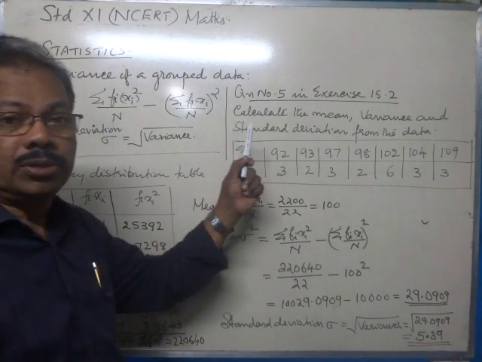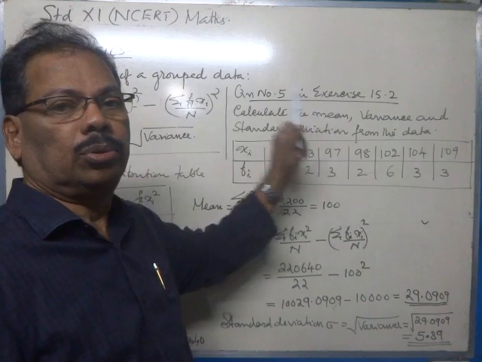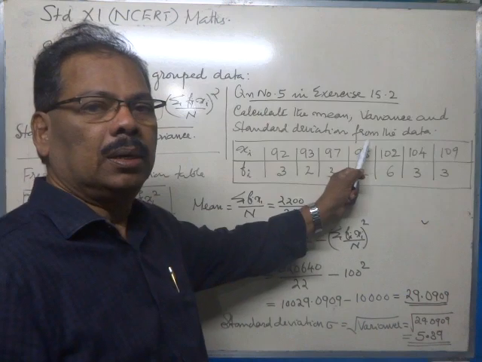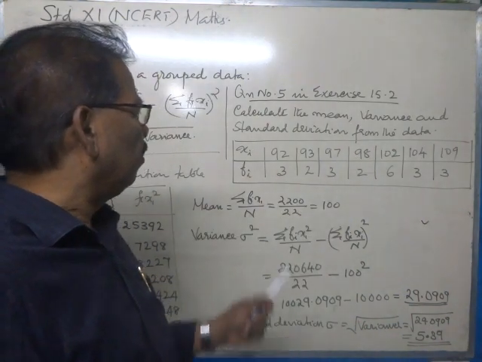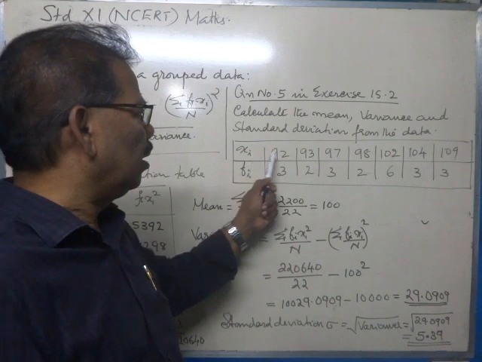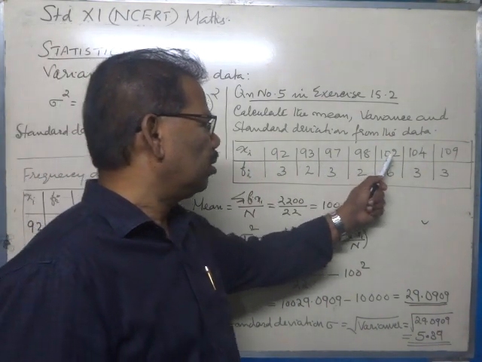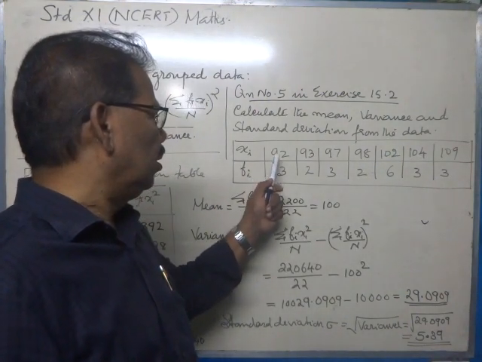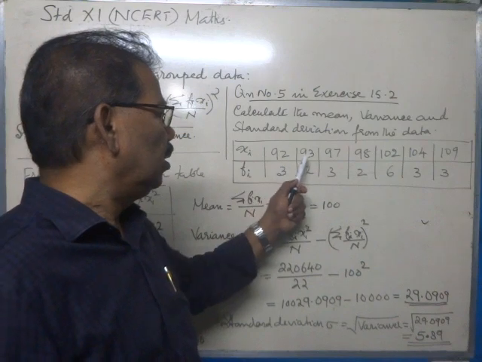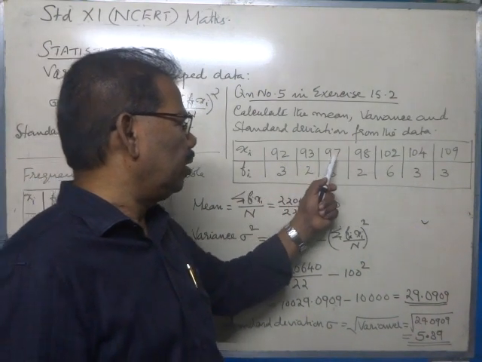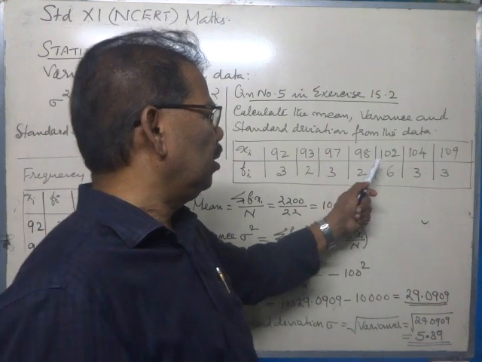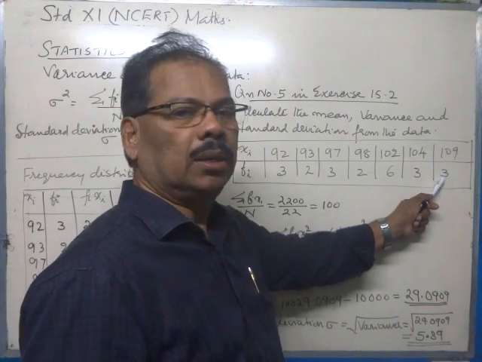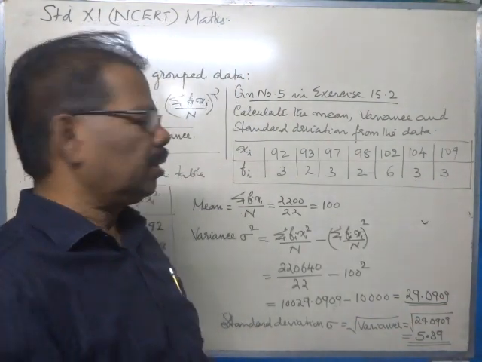Now we shall discuss question number 5 in exercise 15.2. Calculate the mean, variance and standard deviation from the data. Xi: 92, 93, 97, 98, 102, 104, 109, and frequencies: 92 3 times, 93 twice, 97 thrice, 98 twice, 102 6 times, 104 3 times, 109 3 times. That is the grouped data given.